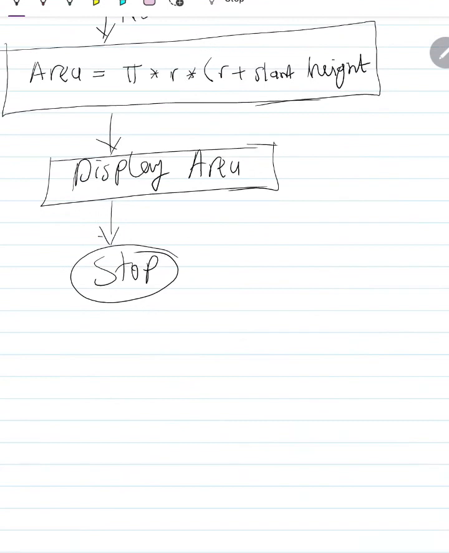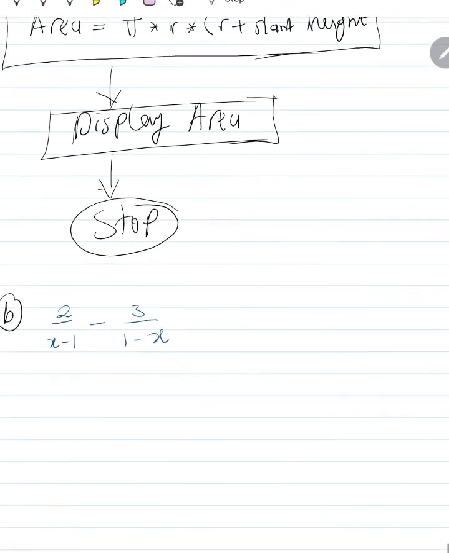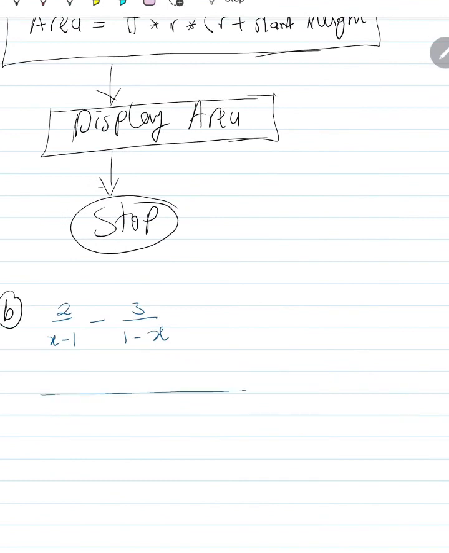Part B says express that thing as a single fraction. So this is a very simple question. However, you need to be careful of the negatives, right? So you have 2 over x minus 1 minus 3 over 1 minus x as a single fraction in its lowest form. So first thing first, you write your common denominator.